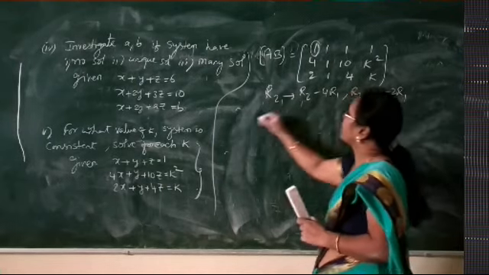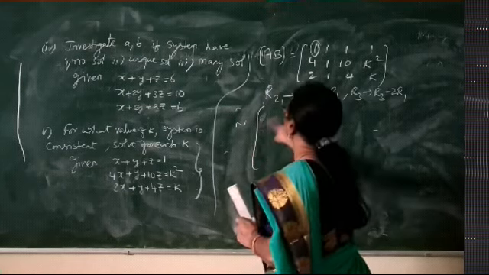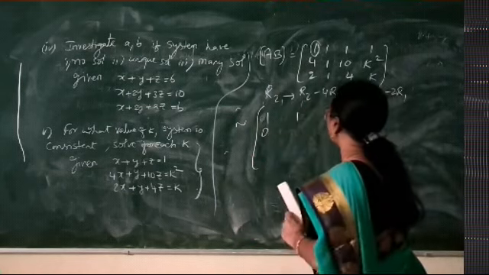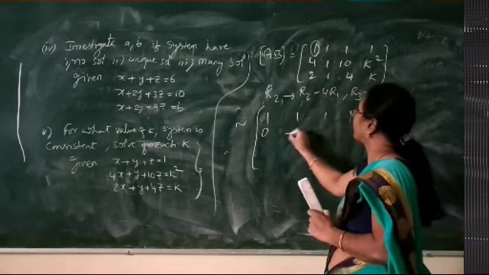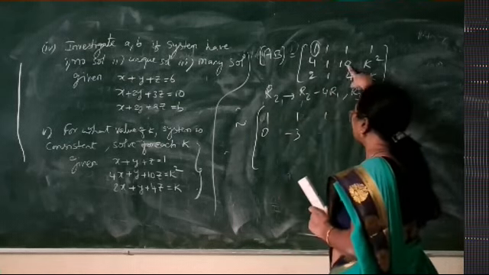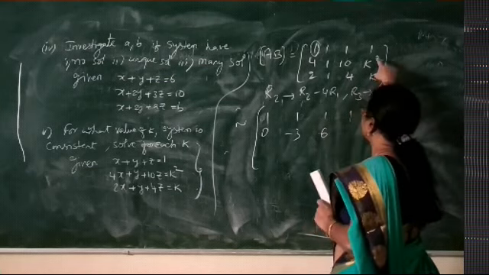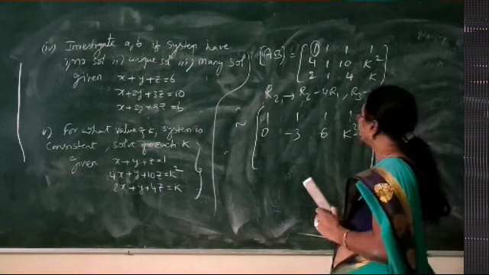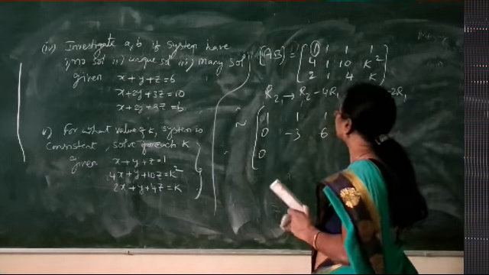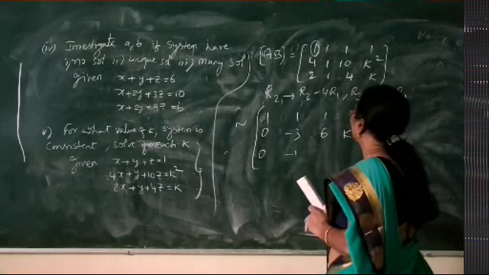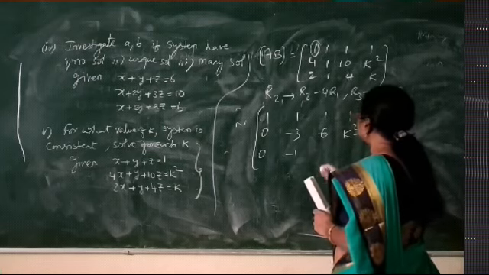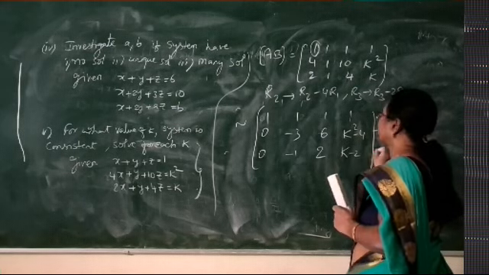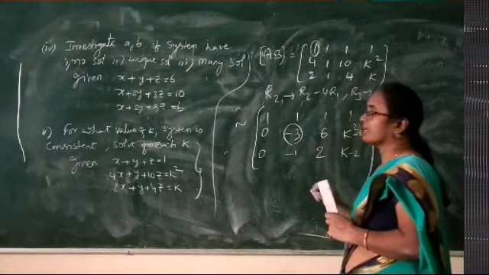Using these two, the matrix is equivalent to first row is 1, 1, 1, 1. Second row is 0. It is 1 minus 4, minus 3. 10 minus 4, 6. K square minus 4. Right? From the third row, we have 2 minus 2, 0. 1 minus 2. 4 minus 2. K minus 2.